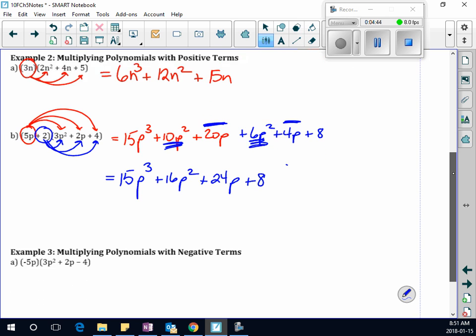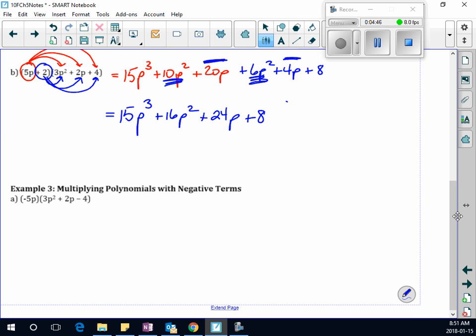All right, so let's move on to multiplying polynomials with negative terms. The reason why I separated this is you've got to really watch your signs when you're multiplying, remembering that a negative times a negative is a positive. A positive times a negative is a negative. Okay, so we'll start out simple.